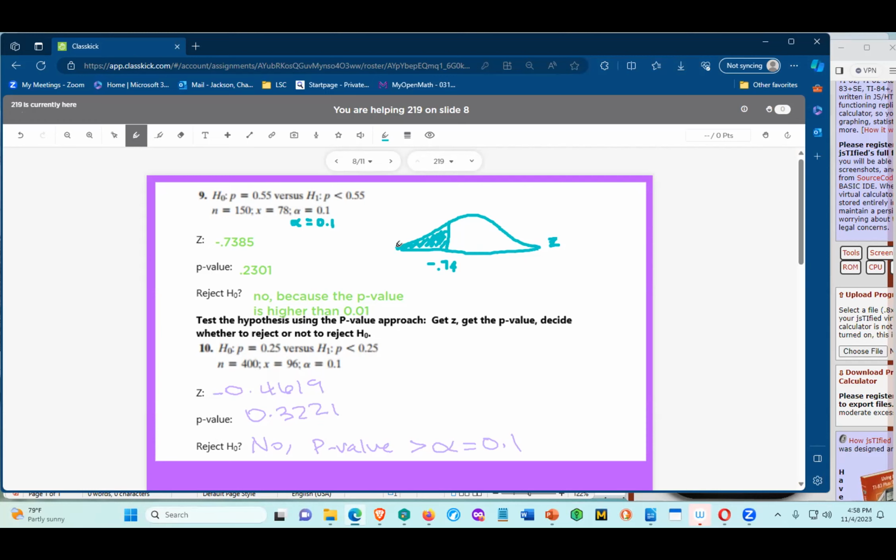Same is true on 10, yeah. Your p hat on number 10 is almost 0.25, it's 0.24, right? 96 divided by 400, which is, yes, 0.24. That's almost the same thing as p null. So the p hat is the sample proportion, right?